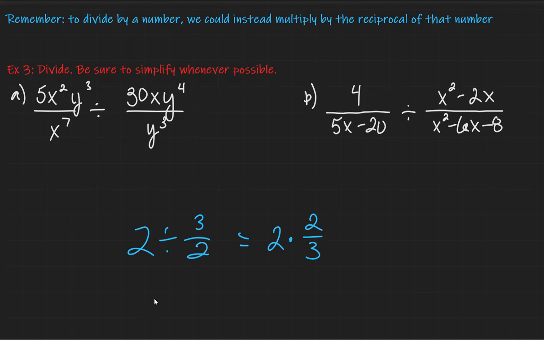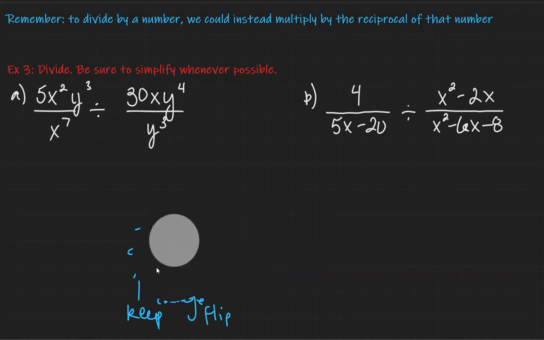You know that keep, change, flip. Maybe you guys have different little sayings for it. But yeah, pretty much change the sign to multiplication, take the reciprocal of whatever you're dividing by, of your divisor, right? We just talked about that in 5.5.